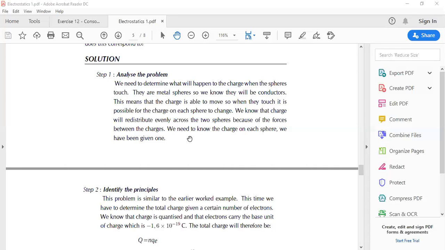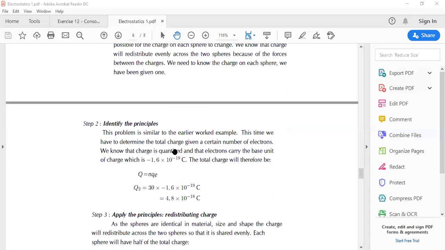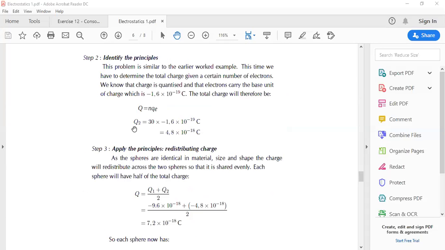We know that charge will distribute evenly across the two spheres because of the forces between the charges. We know unlike charges attract, that's why they're coming together, and like charges repel. So after sharing electrons, when they have the same charge, they will repel. We need to know the charge on each sphere we have been given. All right, so first of all, we start.